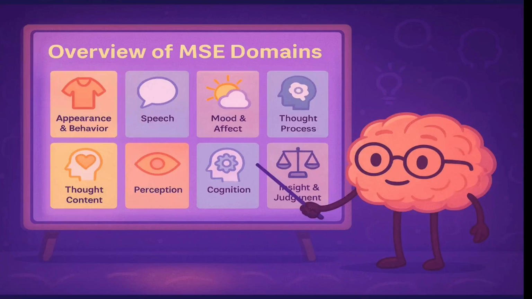The MSE is divided into several domains, each focusing on a different area of mental functioning: appearance and behavior, speech, mood and affect, thought process, thought content, perception, cognition, insight, and judgment. Each of these domains gives us unique information about how the client presents in the moment. Today, we'll focus most on thought process, thought content, insight, and judgment, since these require the most clinical interpretation.